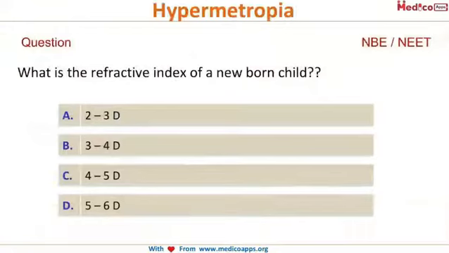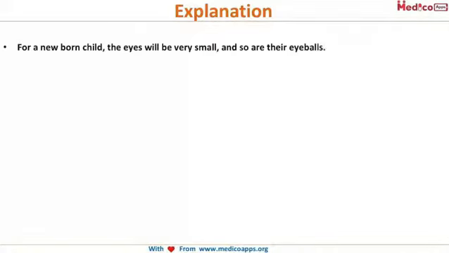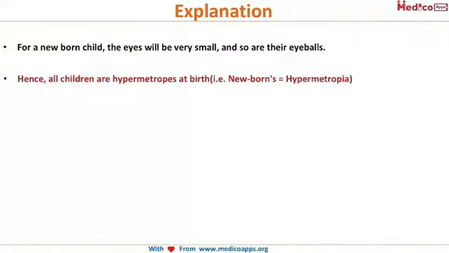Now an important question: what is the refractive index of a newborn child? Okay, we know that babies are born with small eyes, so obviously they will be hypermetropic because the length of the eyeball is shorter, right? So, however, what is the refractive error which you are going to term as normal, and what is the one that you are going to call pathological in children, okay, in babies? We know that the eyeball is small, so all the newborns are hypermetropes.